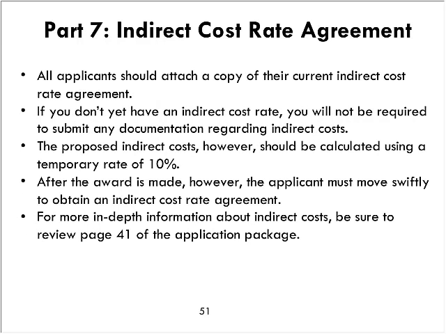Part 7 is the indirect cost rate agreement. All applicants should attach a copy of their current indirect cost rate agreement. If you don't yet have an indirect cost rate agreement, which you very well may not, you're not actually required to submit any documentation regarding that. What you would use in that case is the temporary rate of 10%. Once an award is made, however, an applicant will really need to move rapidly to obtain an indirect cost rate agreement. If you have any questions about indirect cost rates or indirect cost rate agreements, there's a lot of information on that, in particular on page 41 of the application packet. So there's plenty of information and resources for you there.